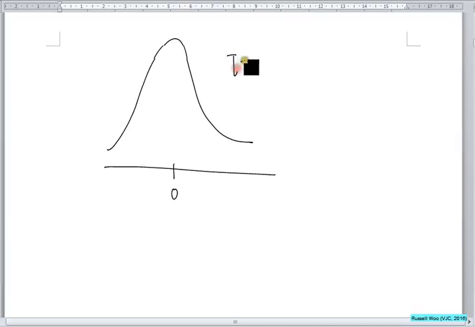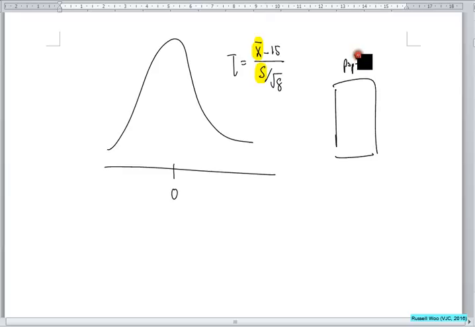Correct? Where T is equal to X bar minus 15 over S over root 8. Where this is a random variable. And my level of significance was 10%. Now, I found out from my sample here, n equals 8, that my X bar is 10.75 and my S square is 35.357.